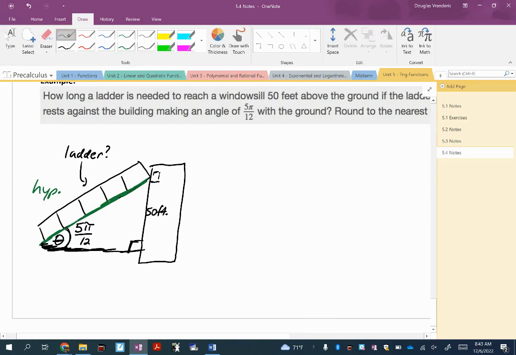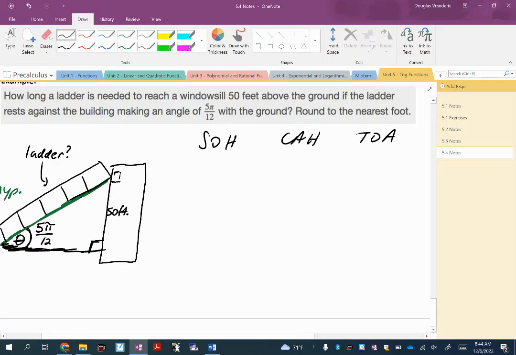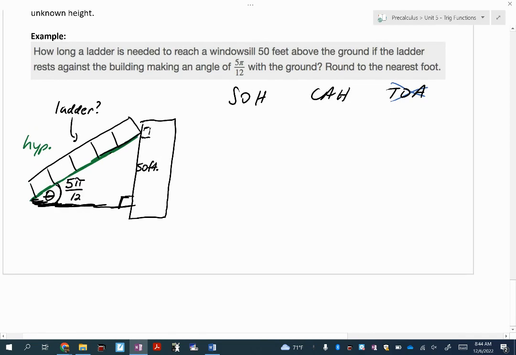All right, so when I think about SOHCAHTOA, I'll write down all of that. Immediately I'm not going to use TOA, or tangent, because tangent doesn't have hypotenuse in its three-letter acronym. So I need to use either sine or cosine depending upon which other side I have. And if you notice, this side length of 50 feet is opposite that angle theta. So this is the opposite side. That means I'm going to be using sine because I have the opposite side and I'm trying to find the hypotenuse. So I'm going to write down the sine of 5 pi over 12 is equal to the opposite side, which is 50 feet, over the length of my ladder.